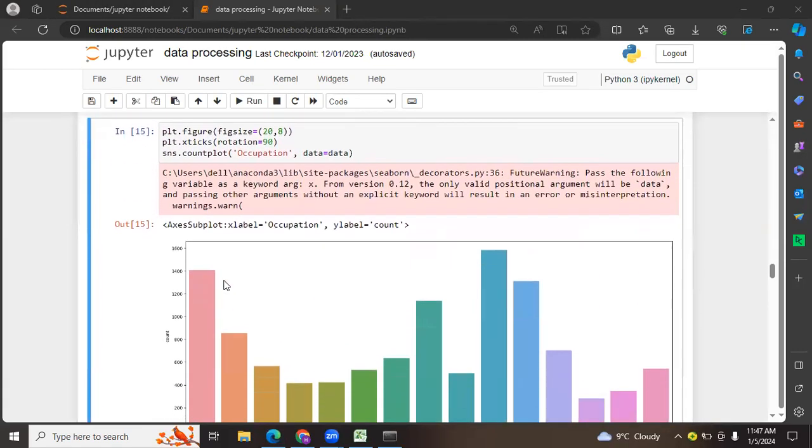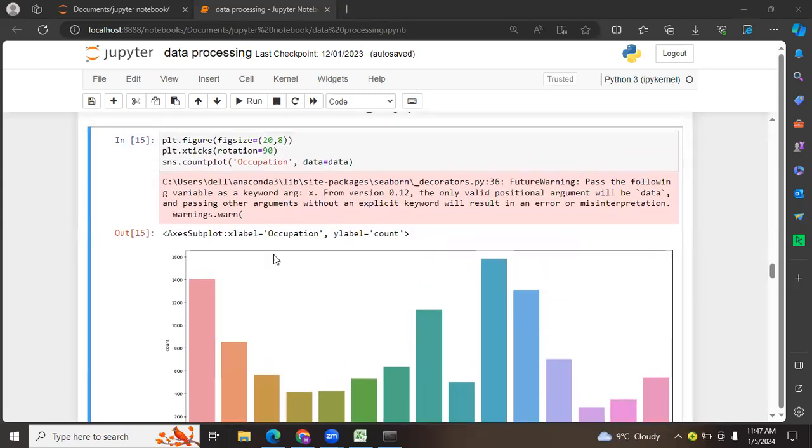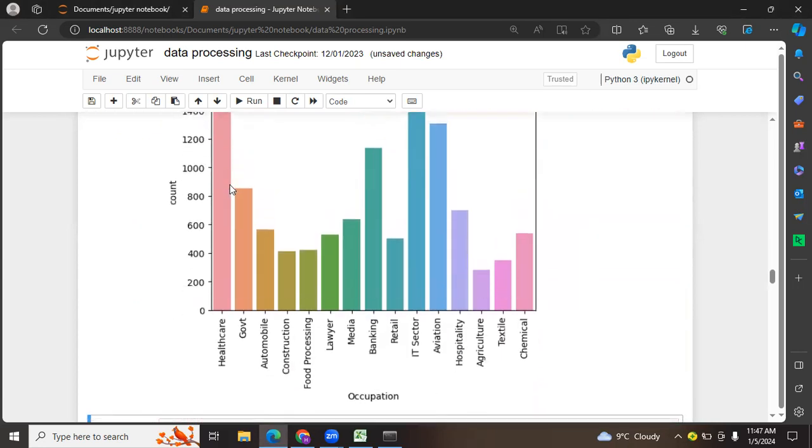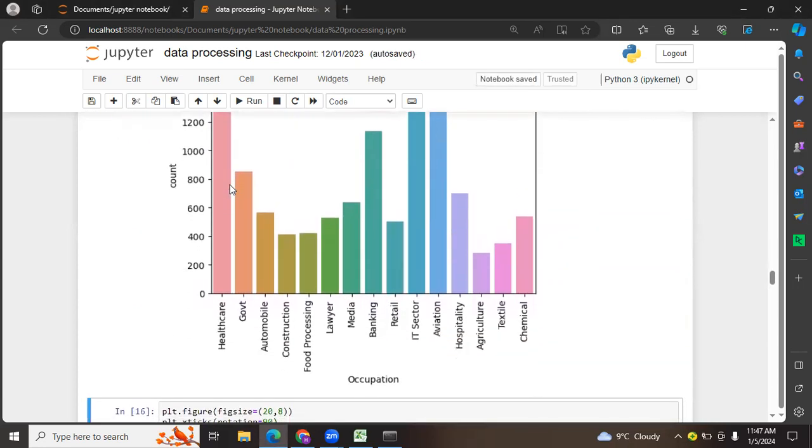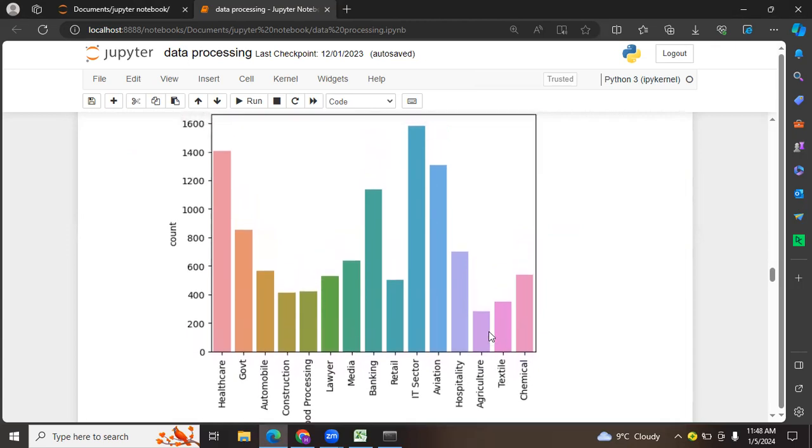Okay, I can make these names bigger by changing the size. Okay, now it is giving me a good presentation, good names. Some of the names were not visible to me earlier, like textile and chemical. Now these are visible, and we can extract that the IT sector, healthcare, aviation, banking as well, and government are playing a good role in purchasing. These can be good persons to attract in your sales.